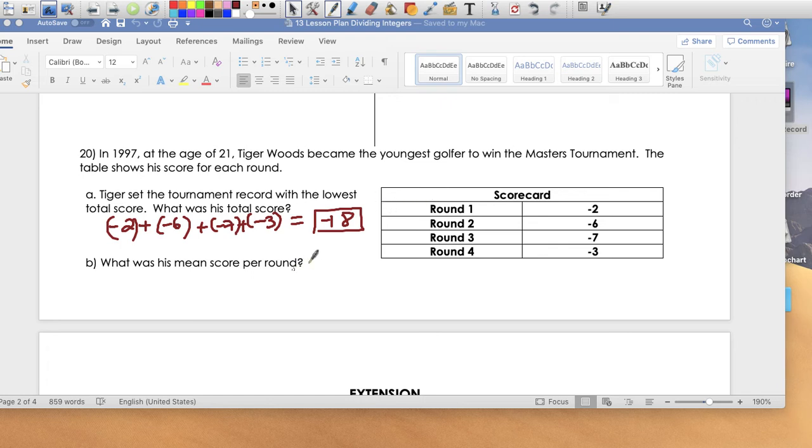Now, what was his mean? Again, we want the average. So the average is -18 divided by 4. And that's going to be -4.5. Right? Negative divided by positive is a negative. And 18 divided by 4 is 4.5. So I'm right.